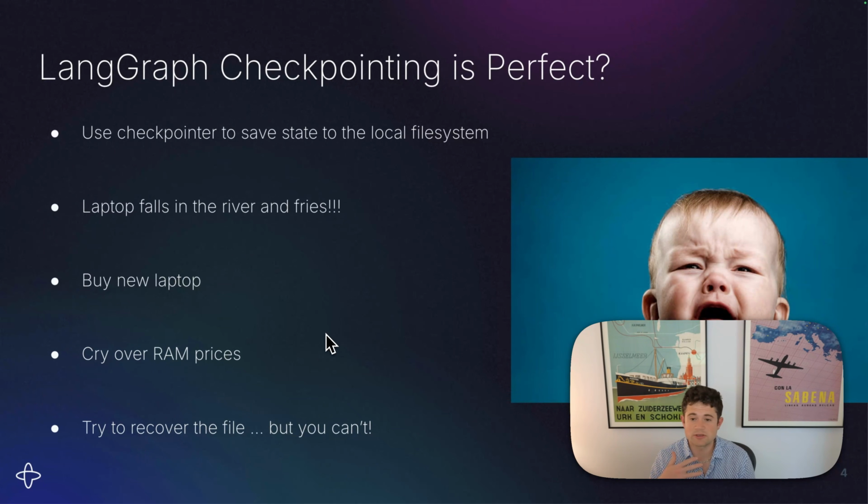I can't use my checkpointer to save state to the local file system because there is no local file system in the cloud. Or if there is, I can't rely on it because I could potentially lose my compute. What do I mean by that? Well, let's go back to our scenario.